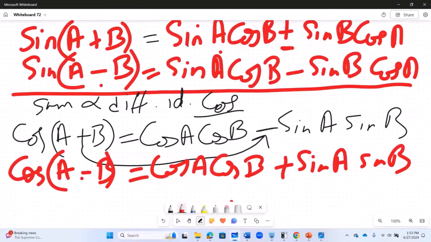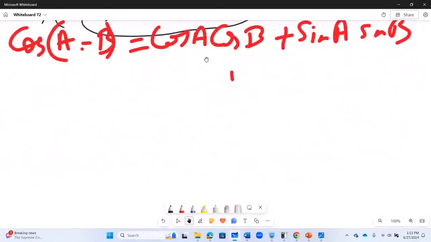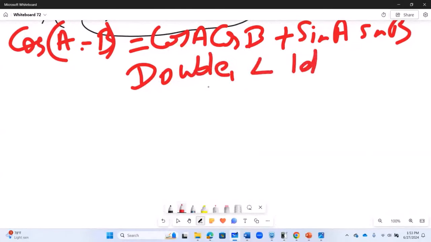Okay. Well, this is called a sum and difference. Now, when do we talk about double angle? Okay. Double angle. So let's talk about double angle. And there are so many equations that come out of double angle. But you need to know this one first. So we're going to pull this up. So double angle identity. What does that mean?